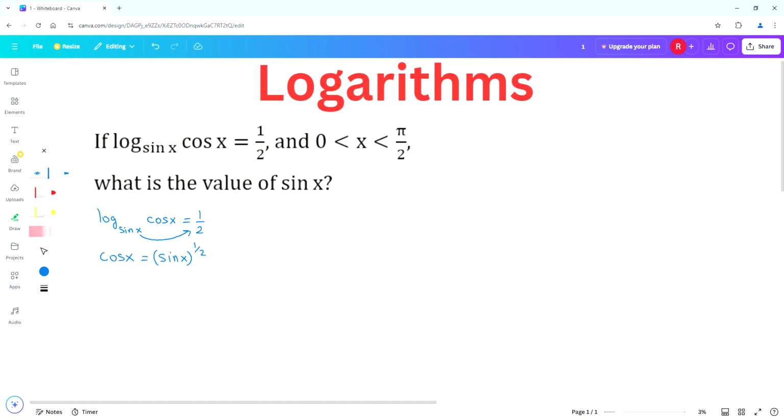As per the problem, x is between 0 and pi over 2, therefore x is in quadrant 1. Sine of an angle in quadrant 1 is a positive value, therefore this term sin x to the power half is a valid term because sin x has a positive value. Now in this equation we have cos x on the left side and sin x on the right side of the equation. We have to find a way to get the same trigonometry ratio in this equation. For that we should square both sides of the equation.